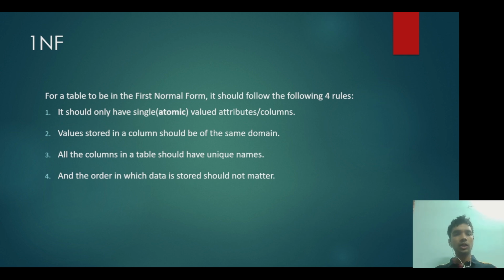To go further, let's see in short what 1NF is. For a table to be in 1NF, it should follow four rules. It should have only single value attributes. Values stored in columns should be of the same domain. All the columns in the table should have unique names, and the order in which data is stored should not matter.